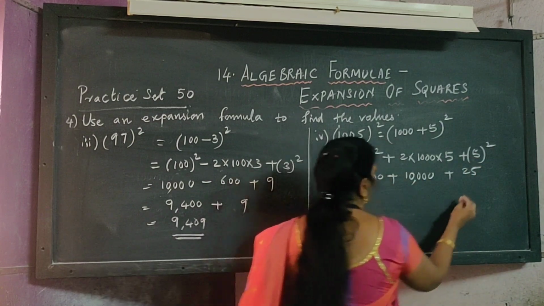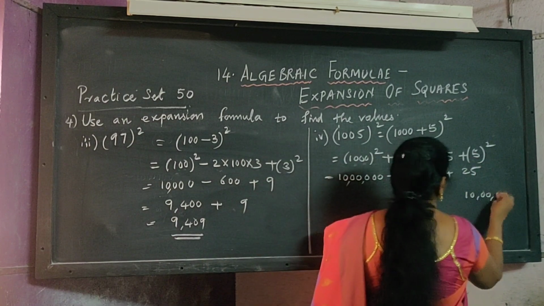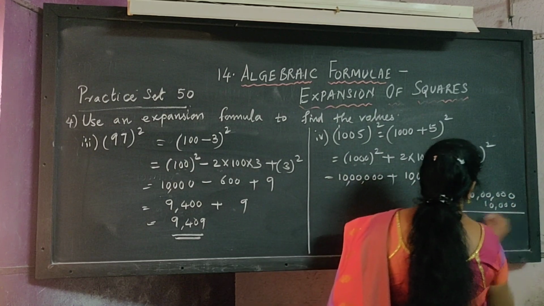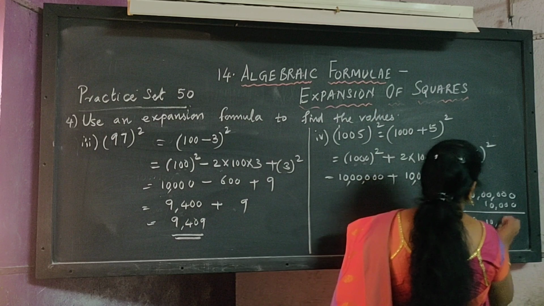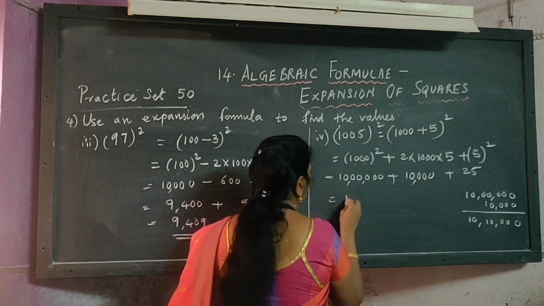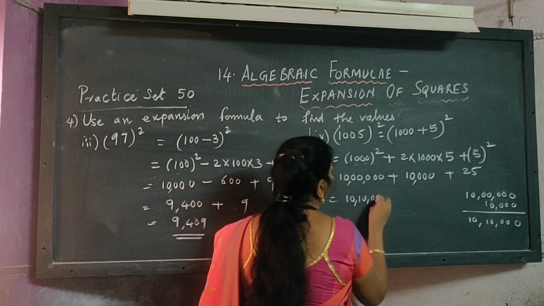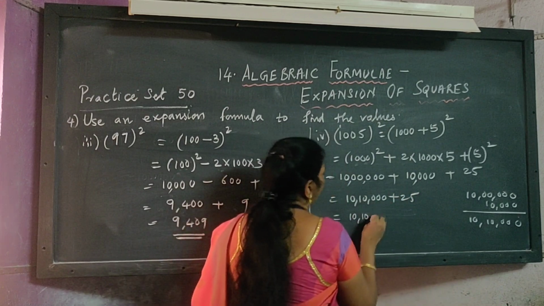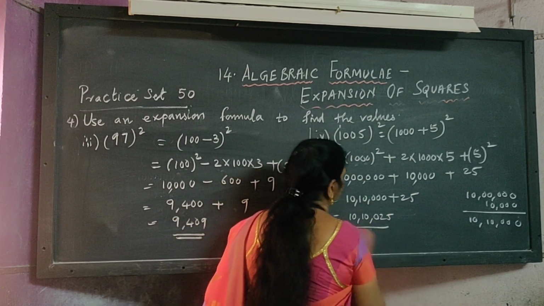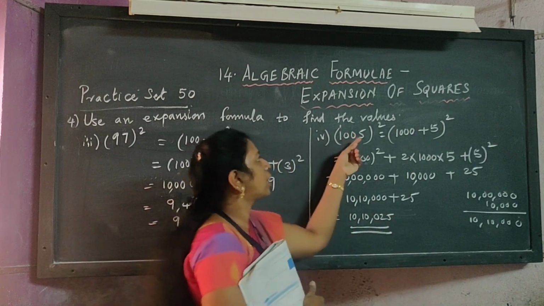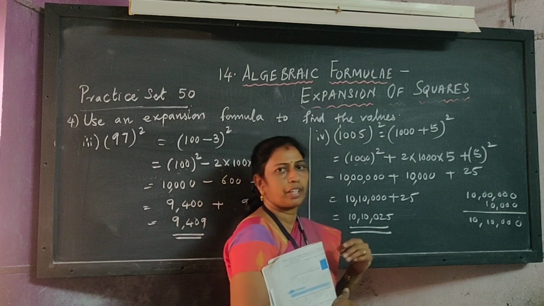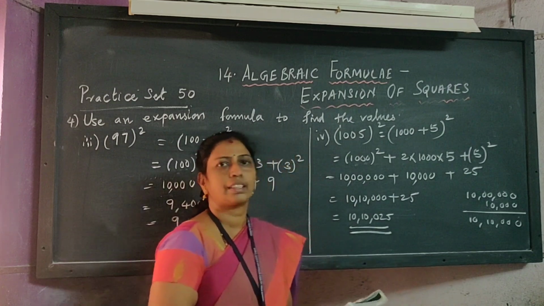So now you have to add 10 lakh plus 10,000. So it will become 10 lakh 10,000, plus 25. So you will get 10 lakh 10,025. So when you expand 1,005 the whole square, you will get 10 lakh 10,025. With this we have completed practice set 50.